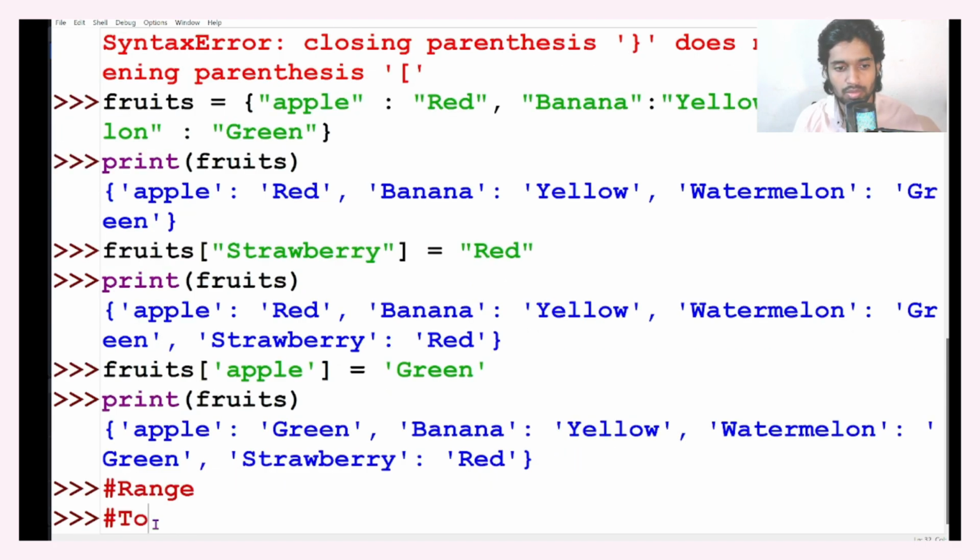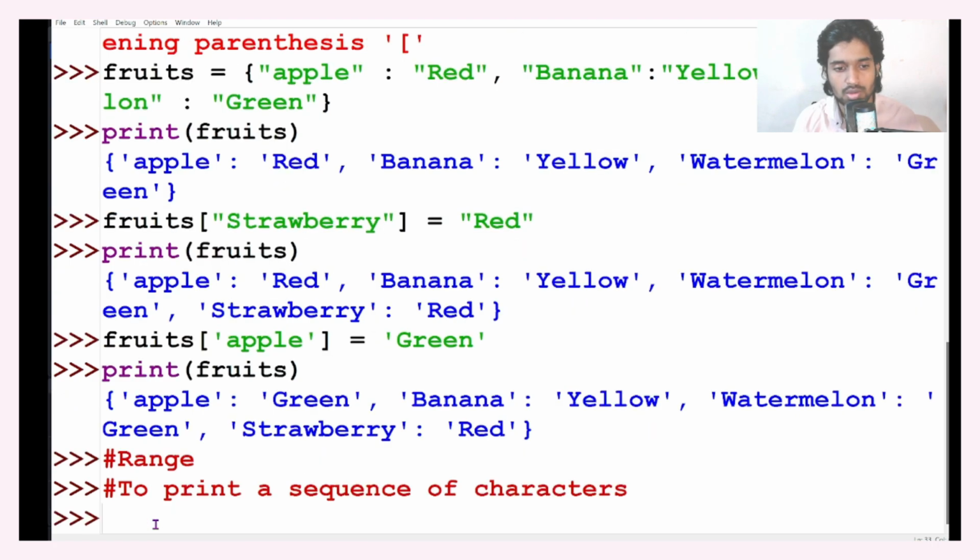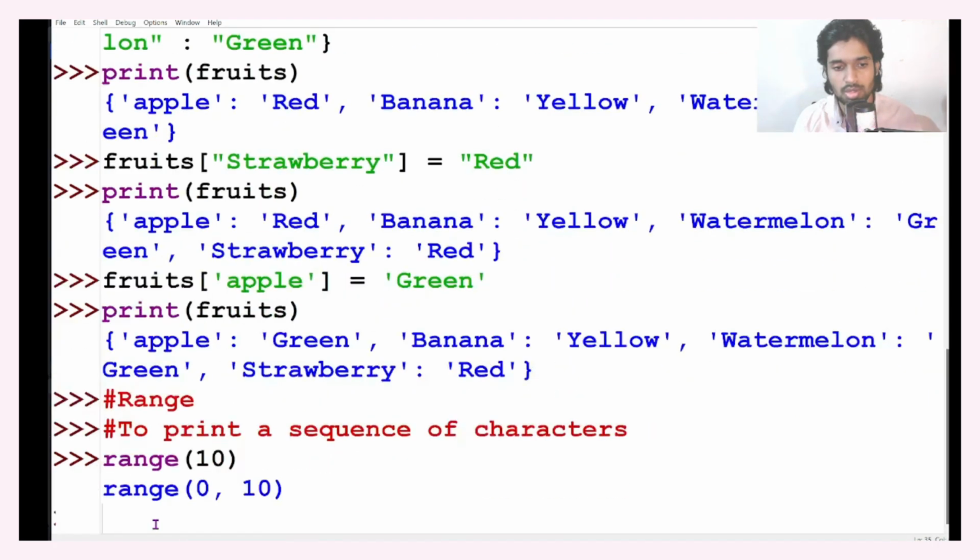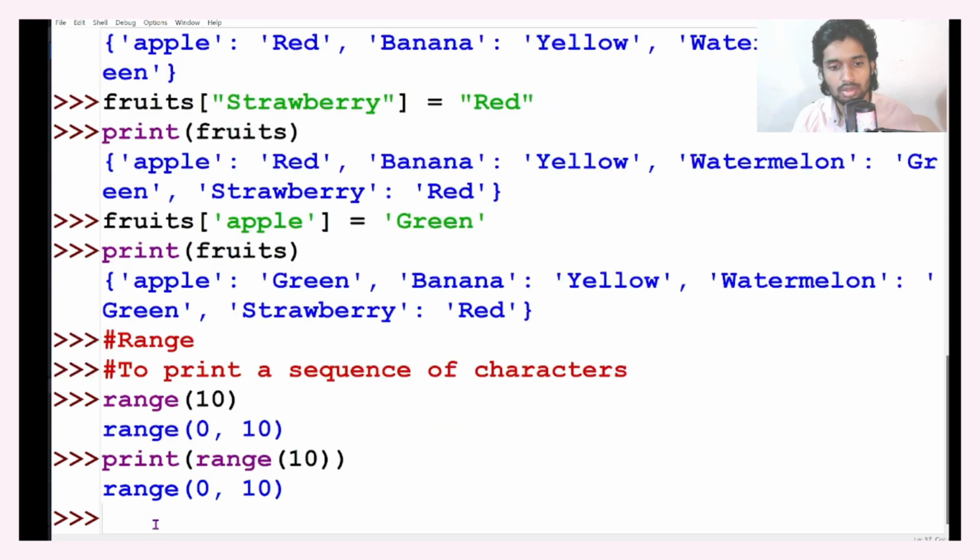So we know range is used to print a sequence of numbers. So how to use it? If I put range of 10 and print it, then 0 to 9 will be printed. So here the range will be printed from 0 to 9. We know that in the second form we discussed, from 0 to 10, if we write this syntax, then it will be printed from 0 to 9.